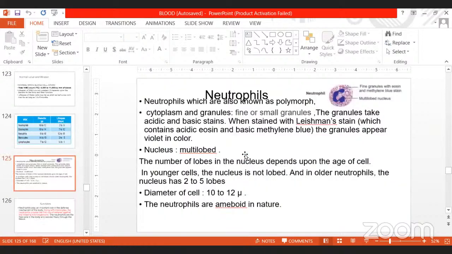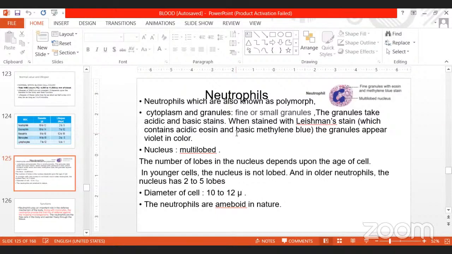Coming to the neutrophil, here you can see the diagram of a neutrophil. The neutrophils are polymorphs, that is, the cytoplasm contains fine granules. The granules take both acidic and basic stains when stained with Leishman stain, so under the microscope the granules appear violet in color. You will find beautiful granules there, and the nucleus is multi-lobed.